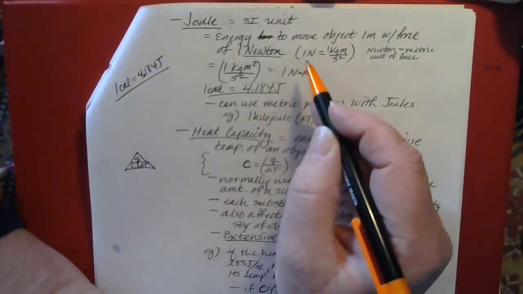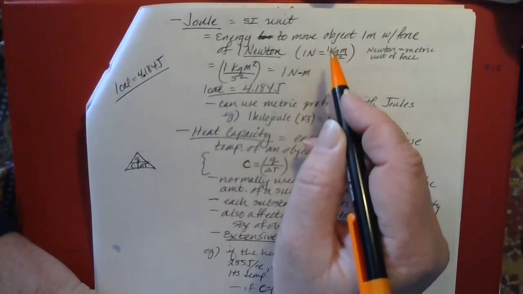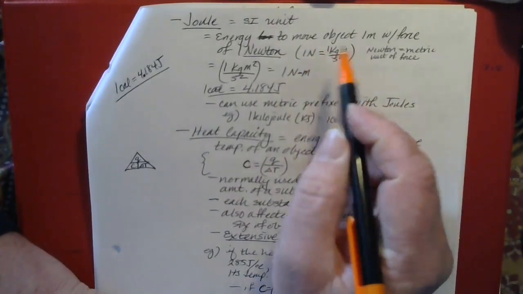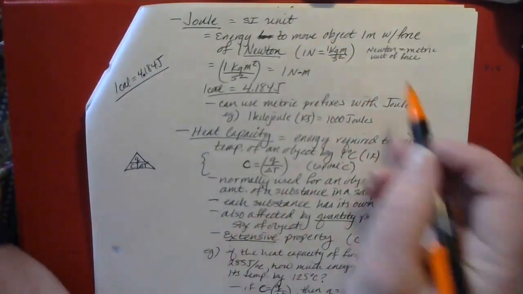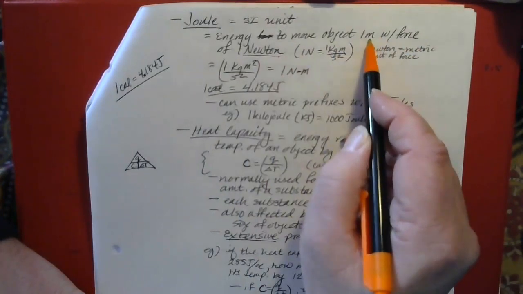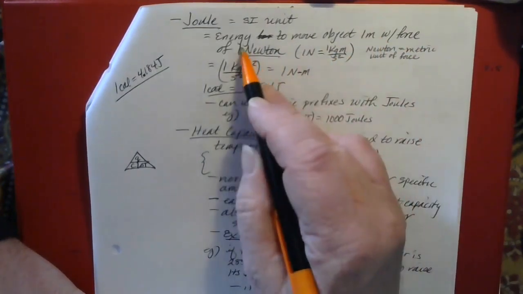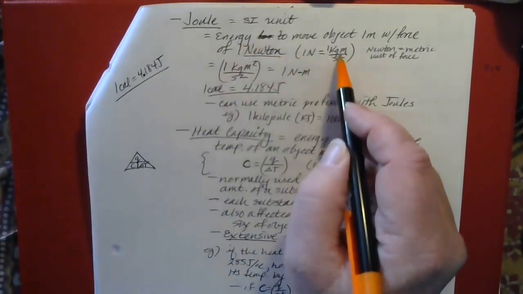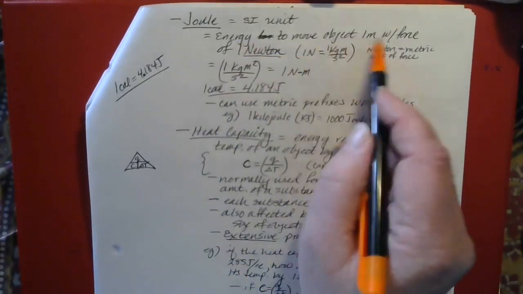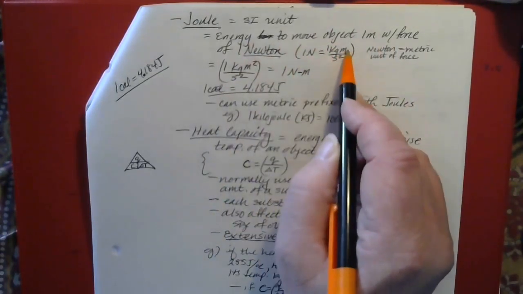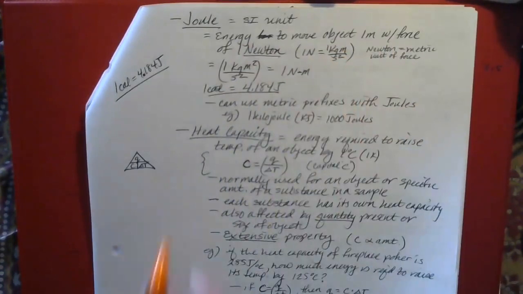Okay, 1 Newton, if you really want to know, is equal to 1 kilogram meter per second squared. In fact, those units come just from the fact that you're moving the object 1 meter, with a mass of 1 kilogram.